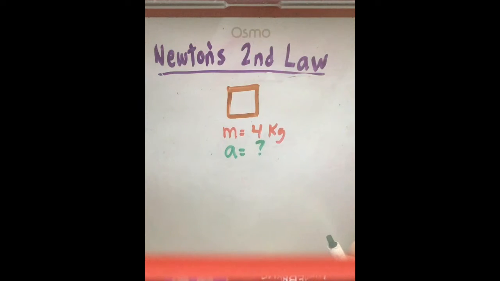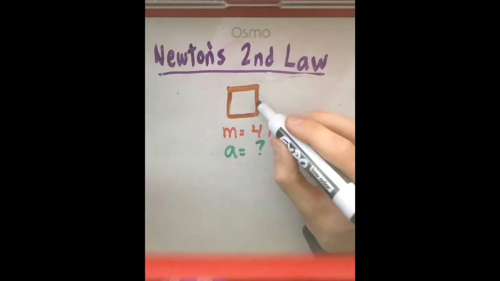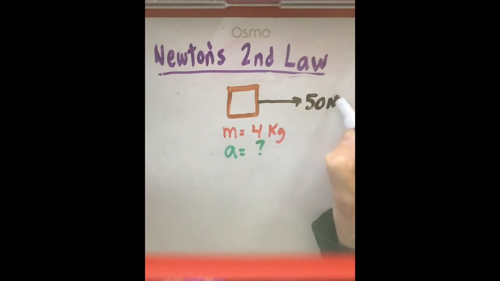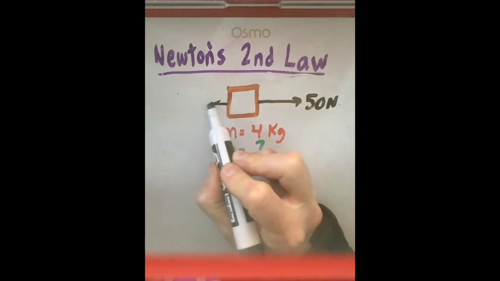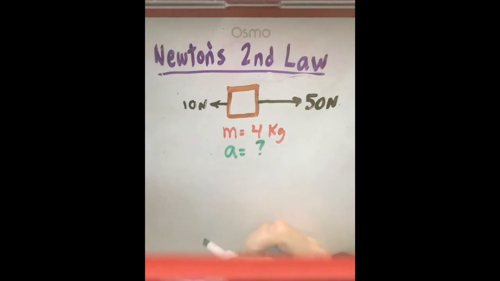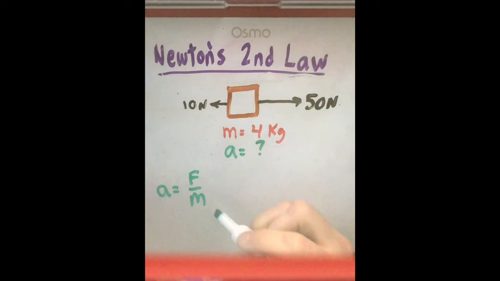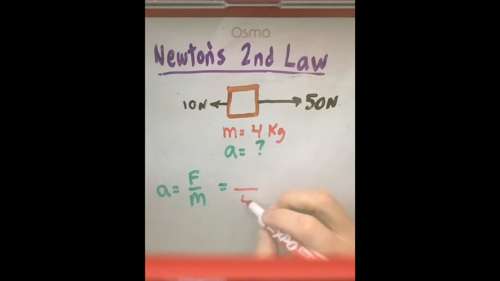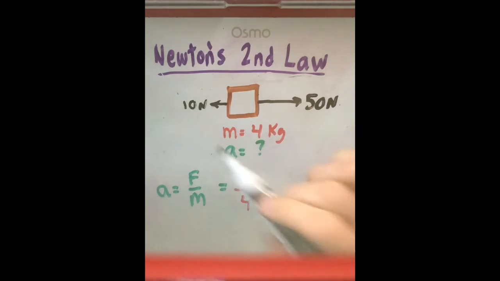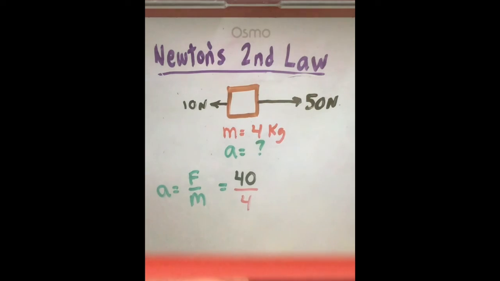So let's try one more set of problems. What will be the acceleration of a 4 kilogram mass when an applied force of 50 newtons is acting to the right and a frictional force of 10 newtons is acting to the left? Now we'll have to use our equation, a equals F over m. Now we're going to plug in our values. Now the mass, we can see, is 4 kilograms. The force is 50 newtons to the right, 10 to the left, gives us a net force of 40 newtons. 40 over 4 is an acceleration of 10 meters per second squared.